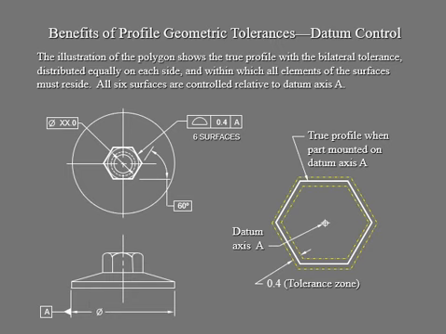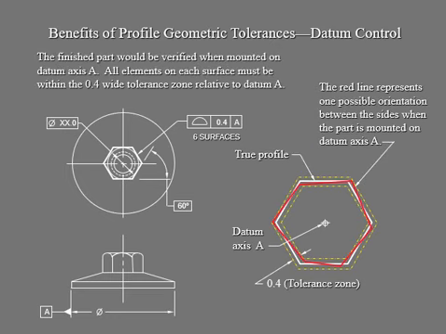Your true profile, when the part is mounted on the datum axis A, mounted like that, straight in, yeah? Your axis is right here, the center axis. Your datum is shown right here in this view. And that's your 0.4 tolerance zone, clearly shown to you with yellow lines. And of course, you can vary in between that zone. So here, see that? That's your tolerance zone, 0.4.